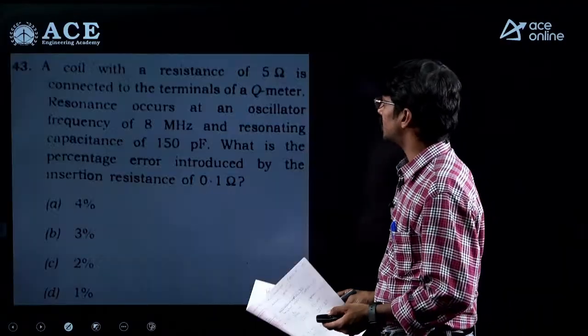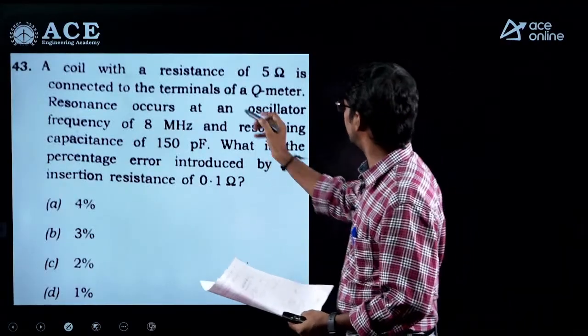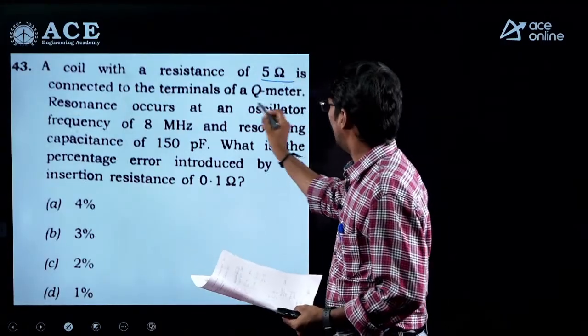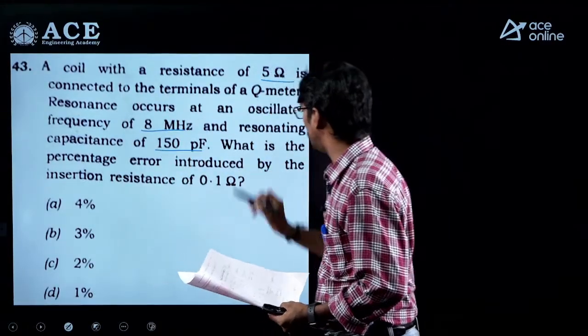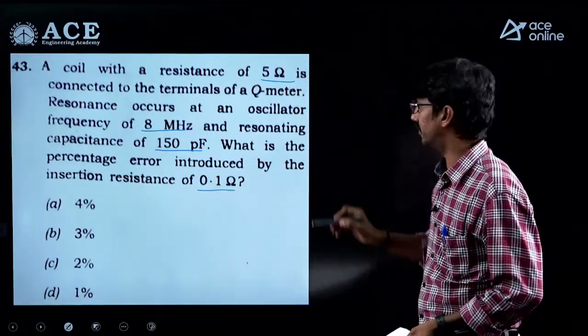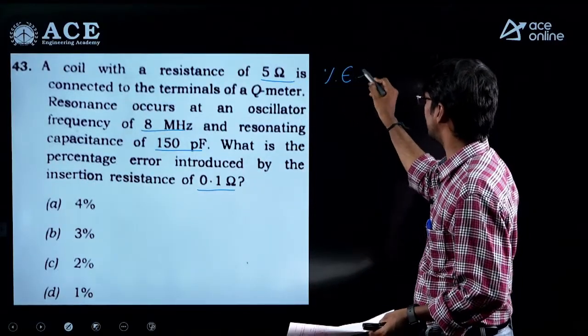Next one, a coil with a resistance of 5 ohm and 8 megahertz, 150 picofarad is given, 0.1 ohm is given. He is asking the percentage error.